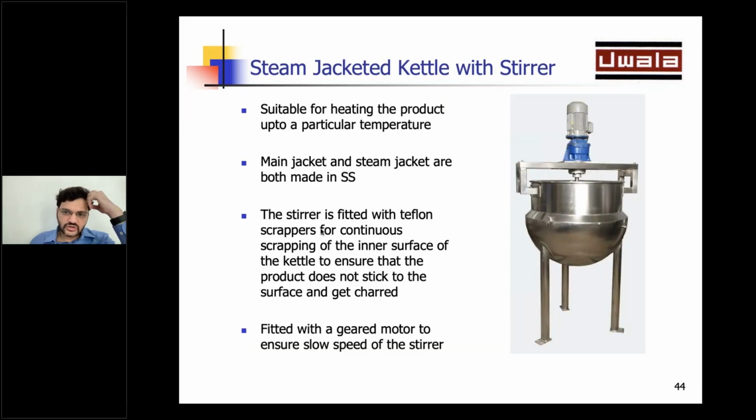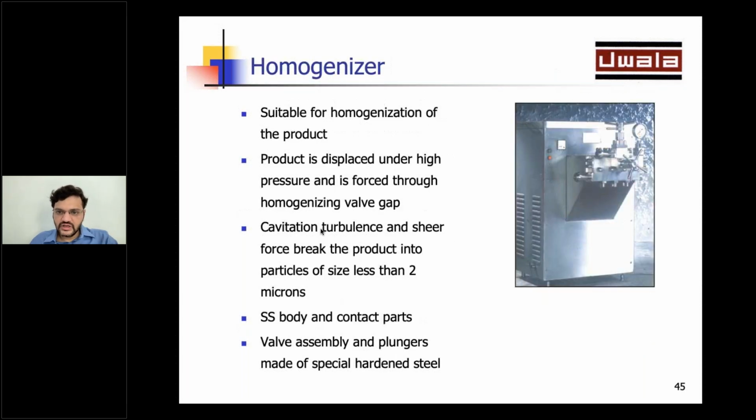So how do the machines look like? Most commonly used tanks are in the form of kettles. In the kettles, you prepare sugar syrup. You also prepare the juice, the mixing of the juice. That also happens in kettles like these. And this is what a homogenizer machine would look like.